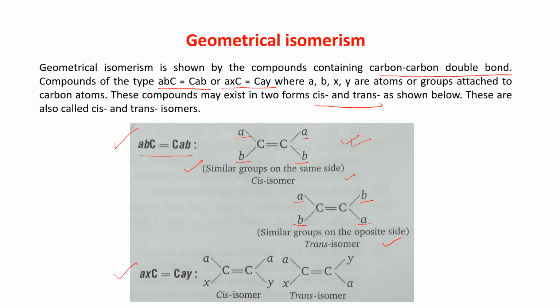Similarly, if the compound is AXC=CAY, here A and A are similar. So if A and A are on the same side, they are known as cis isomers. If the similar groups, that is A and A, are on the opposite side, then they are known as trans isomer.